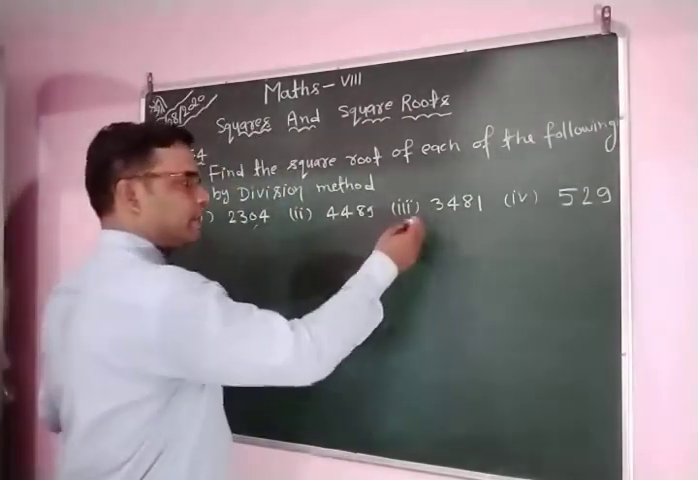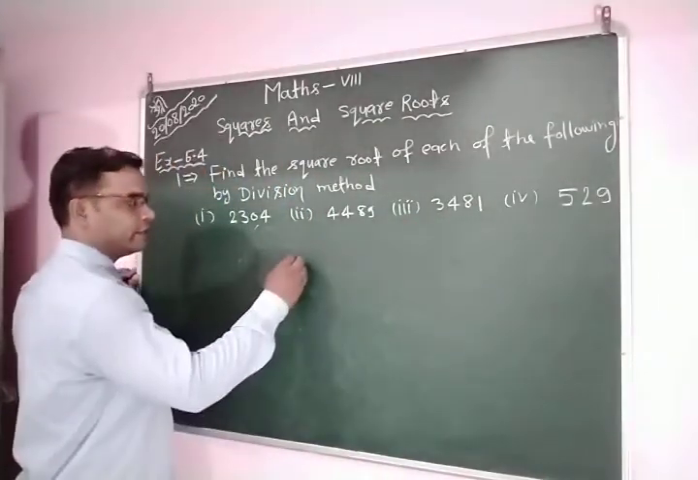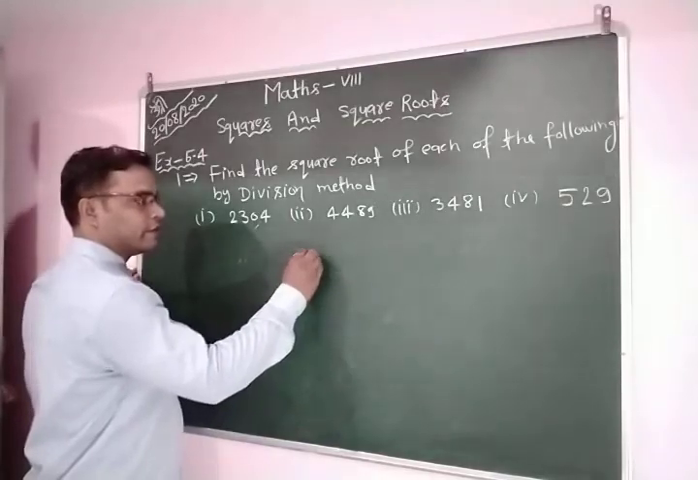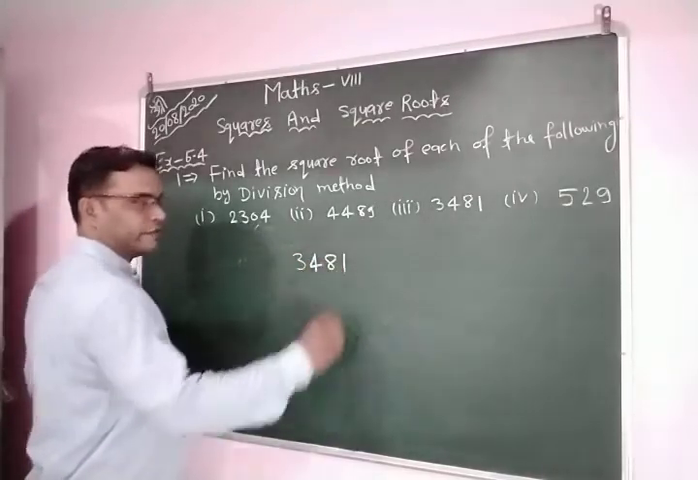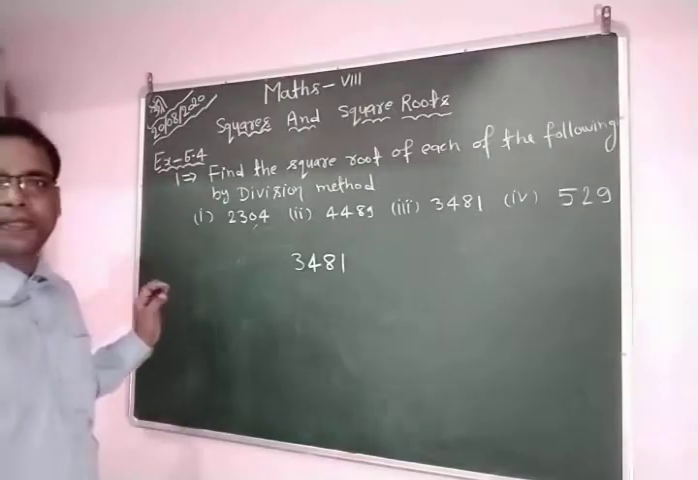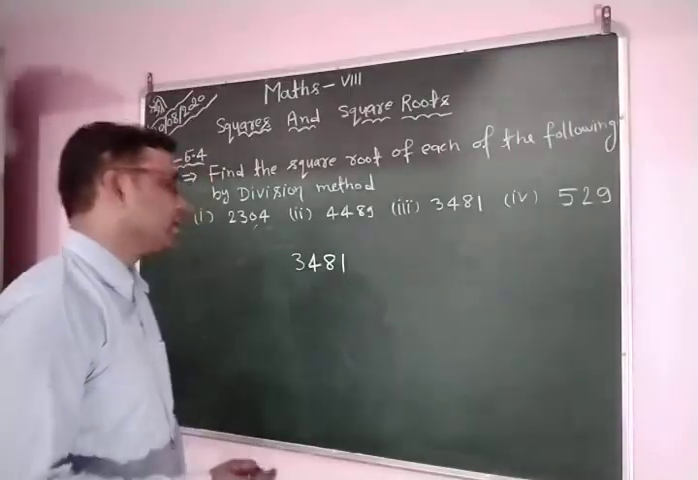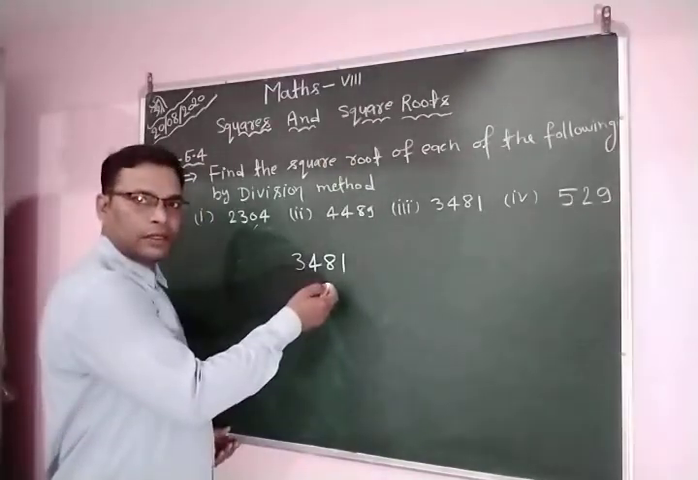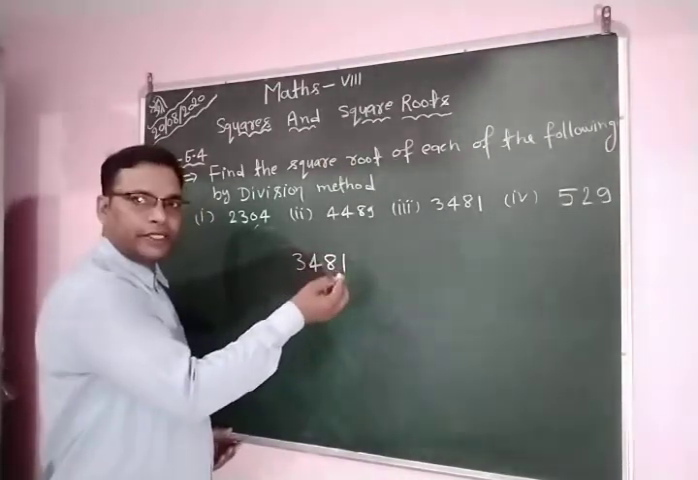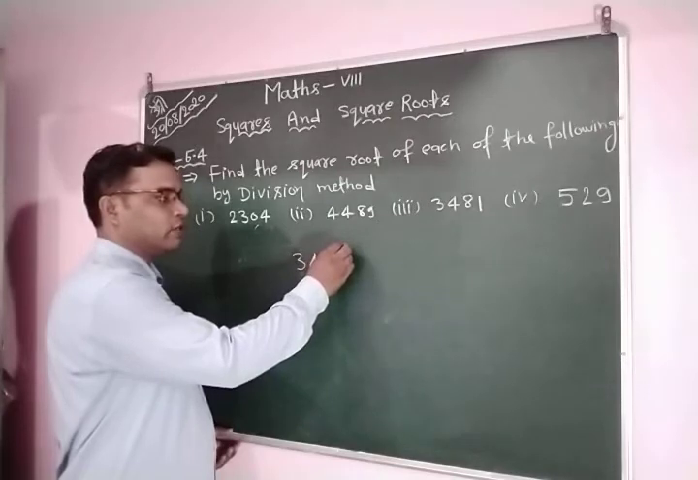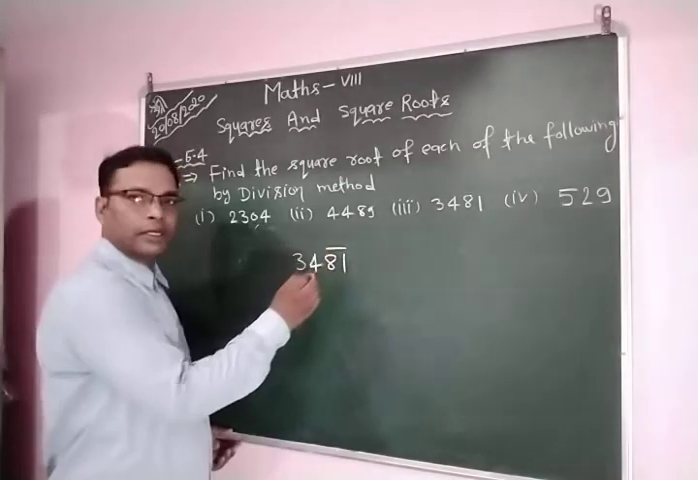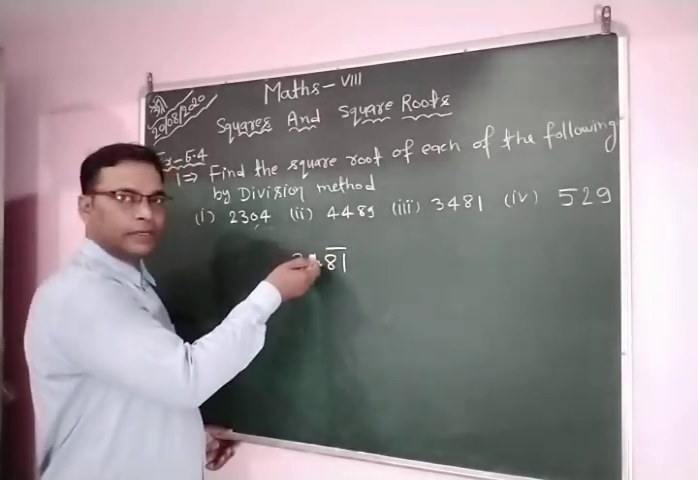So this is the third part, 3481. Clear now? So here this is our given number. First we pair it from right to left, putting a bar over the numbers.